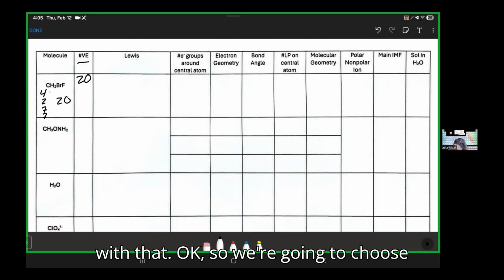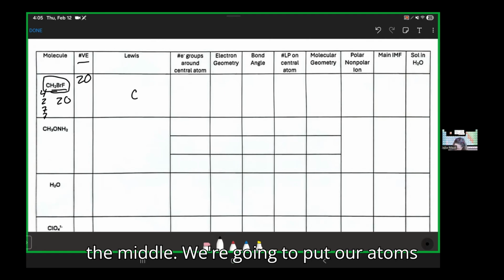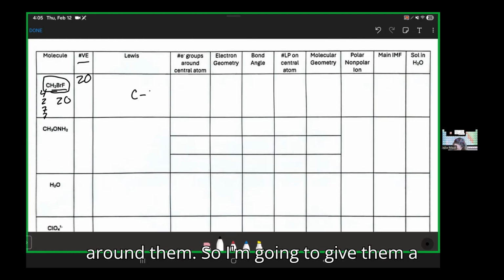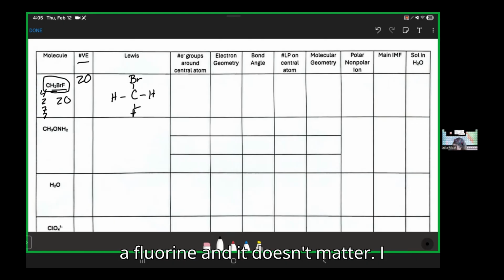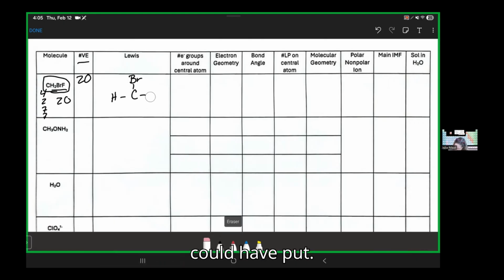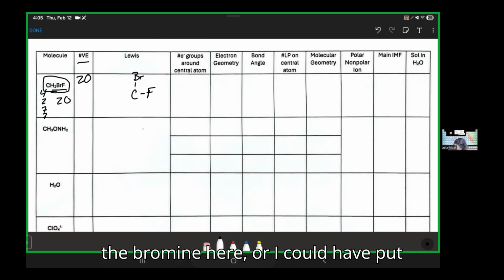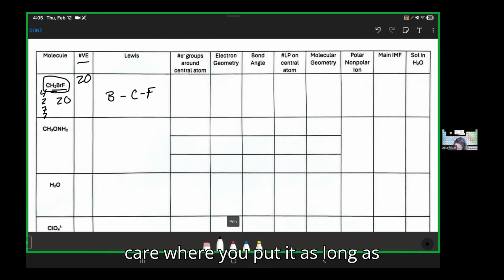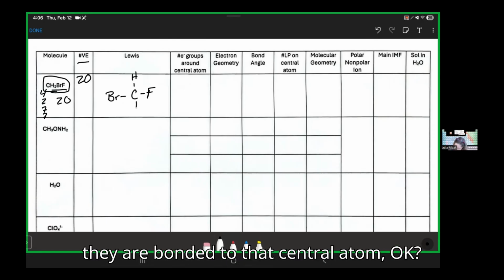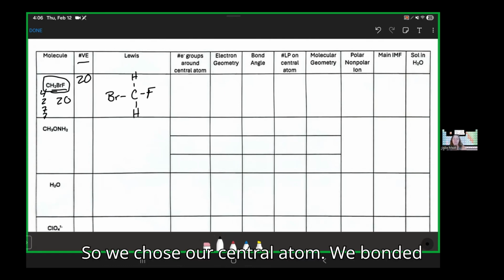So we're going to choose our central atom. Carbon is always in the middle. We're going to put our atoms around it, so I'm going to give it a couple of hydrogens and a bromine and a fluorine. It doesn't matter. I could have put the fluorine here and the bromine here, or the bromine on the other side. We don't care where you put it, as long as they are bonded to that central atom. So we chose our central atom, we bonded our atoms.